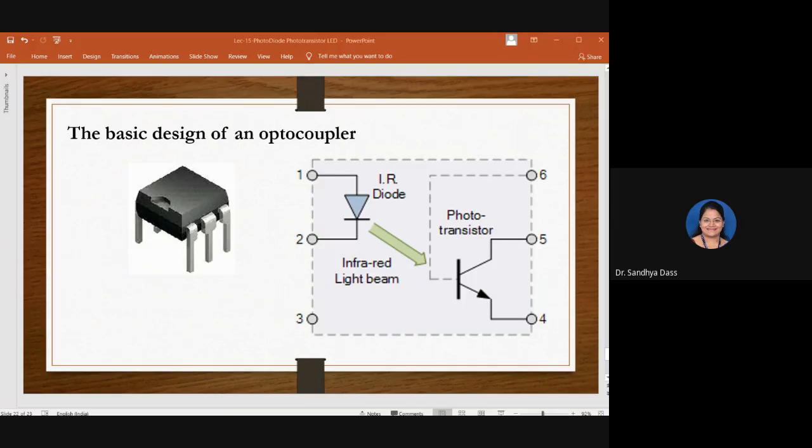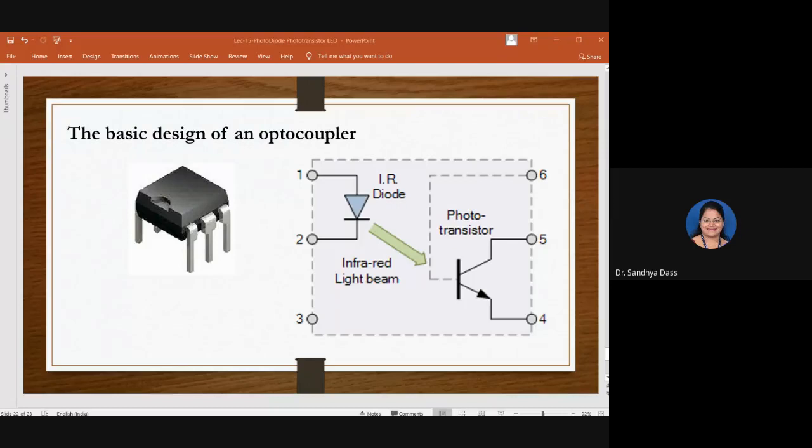Had you studied optocouplers in PU? Any introduction of that? No. Okay, got the answer. But you had studied the photodiode, I guess. Did you study LED? Okay, all right.